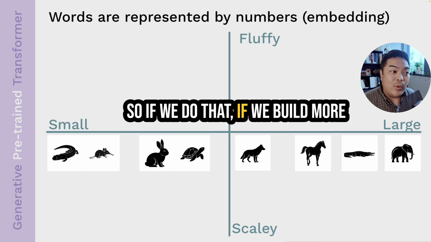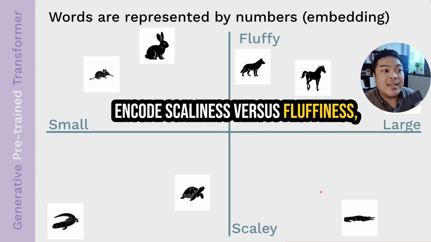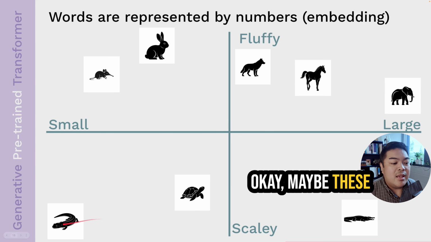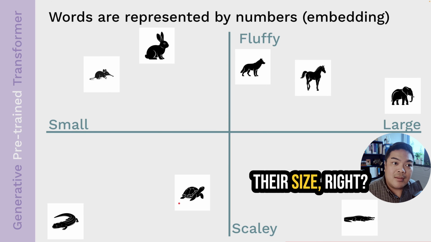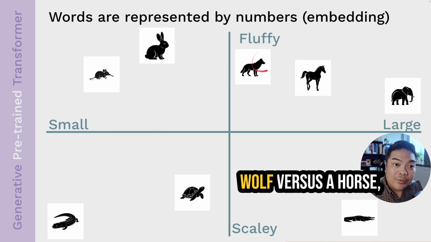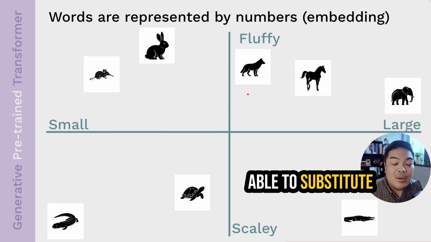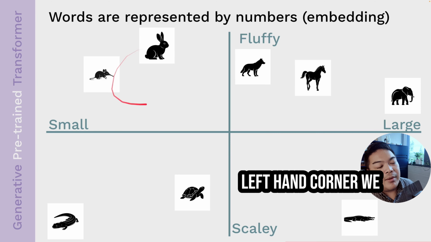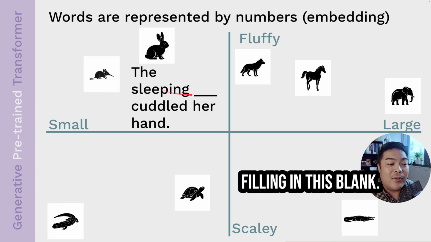So if we build more information on top of that and try to encode scaliness versus fluffiness, then we get further separation. Maybe these two animals, the salamander and the turtle, are pretty scaly, but they separate out based off of their size. Maybe when we're looking at a wolf versus a horse, they both might be able to substitute for a large, fluffy-ish animal. And so in this top left-hand corner, we can see that these two animals will probably be good candidates for filling in this blank.